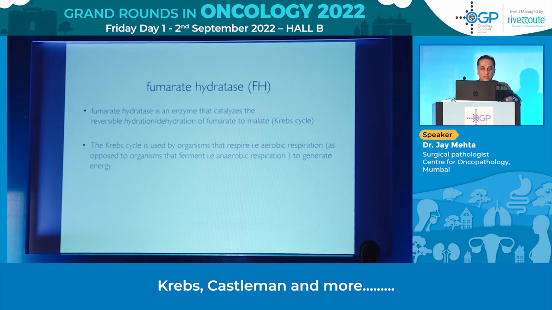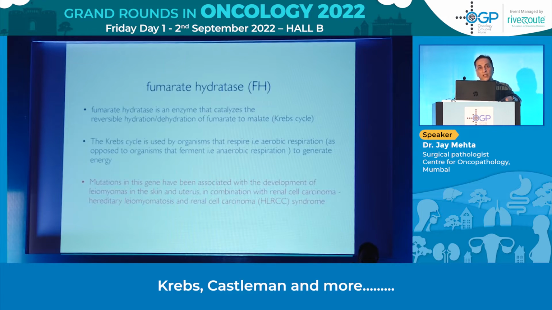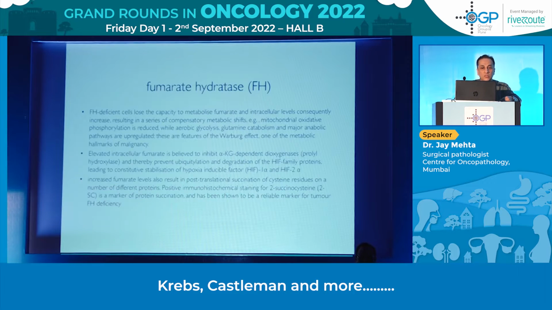Fumarate hydratase is an enzyme that catalyzes the reversible hydration, as its name says, hydratase, of fumarate to malate. It's used by organisms that do aerobic respiration as opposed to the ones which ferment, that's anaerobic respiration. Now mutations in the gene which encodes the fumarate hydratase enzyme have been associated with the development of leiomyomas in the skin and the uterus, and in combination with renal cell carcinomas also. In total, this syndrome is called hereditary leiomyomatosis and renal cell carcinoma syndrome.